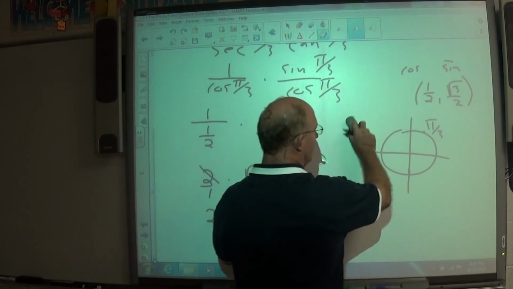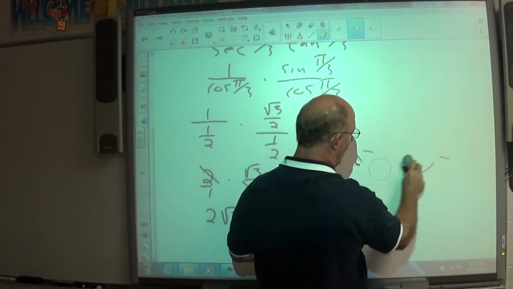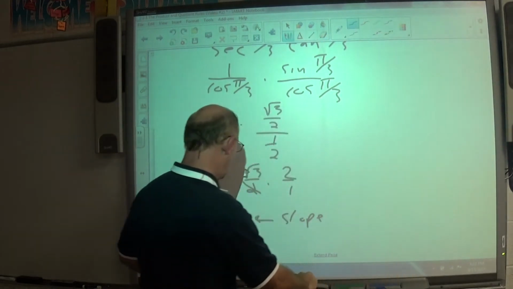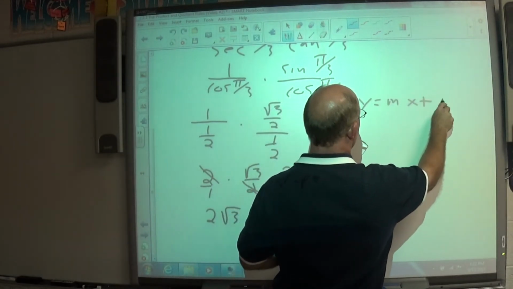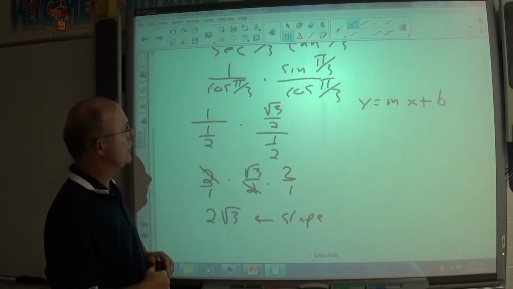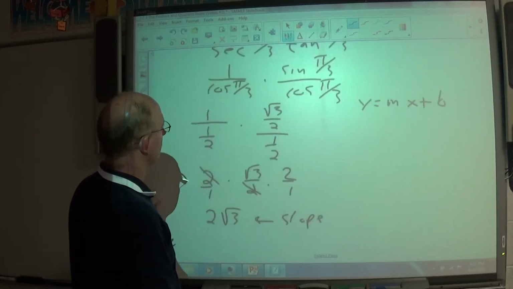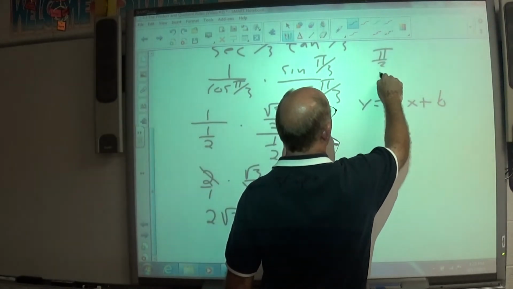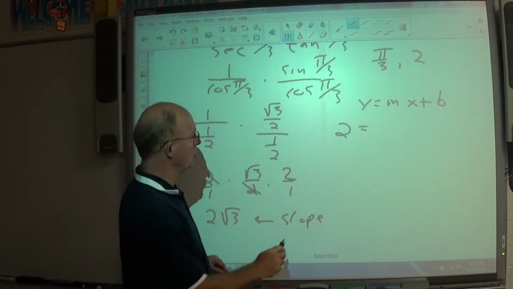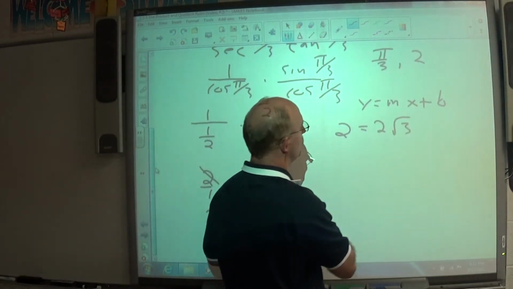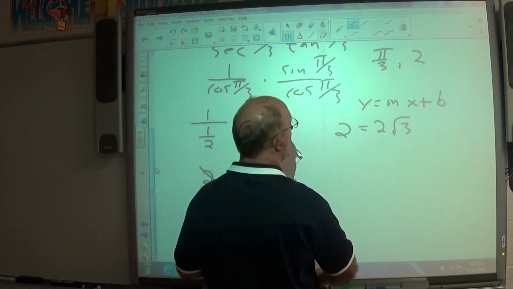Now, let's see if we can write our equation. Our equation would be y equals mx plus b. So I use slope intercept form to write our equation. And our point was pi over 3, 2. So let's take the 2 and plug it in for y. That'll be equal to the slope, which we just got, which is 2 radical 3, so 2 square root of 3 times x, the x value, which is pi over 3.